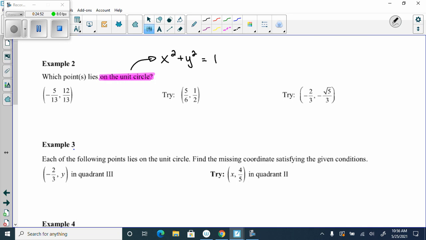What is the radius on your unit circle? Do you remember? It's 1, because it gives us (1, 0), (0, 1), (-1, 0), (0, -1), right? It has a radius of 1.